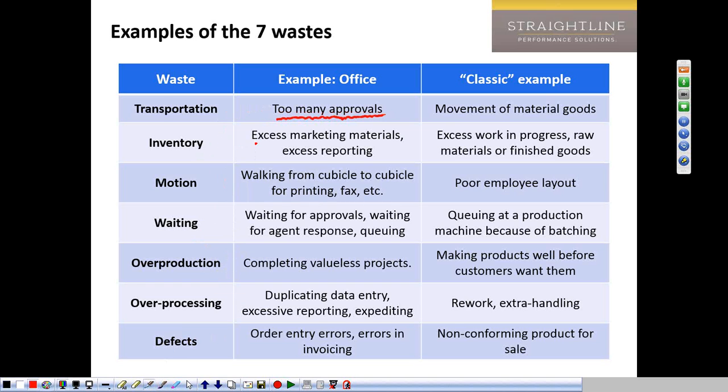Okay, inventory, excess marketing materials, excess reports. Geez, I just used those exact examples, didn't I? But in the classic, it could be more work in progress than we need, more raw materials or finished goods. Motion might be poor employee layout, but in the office it might be walking from cubicle to cubicle.